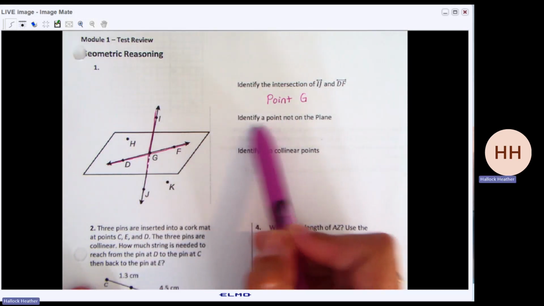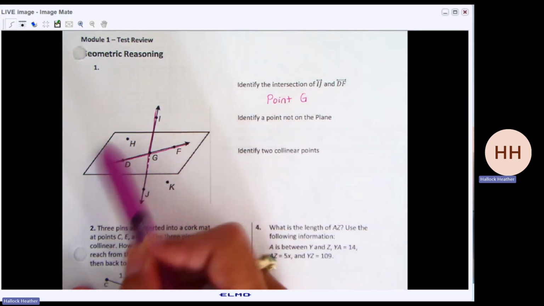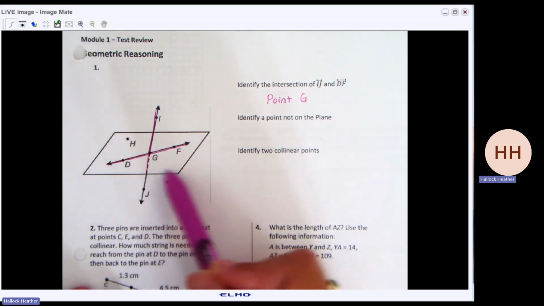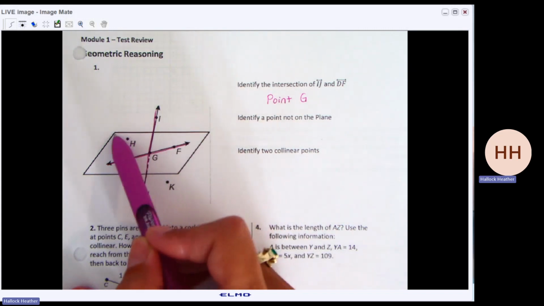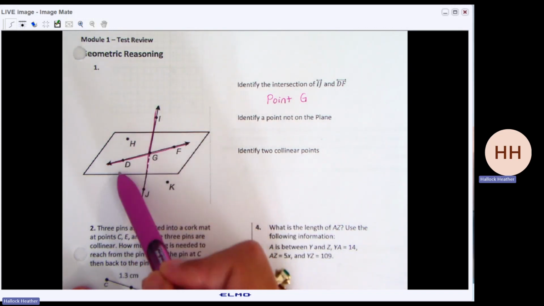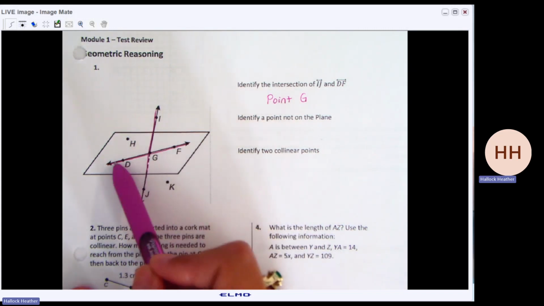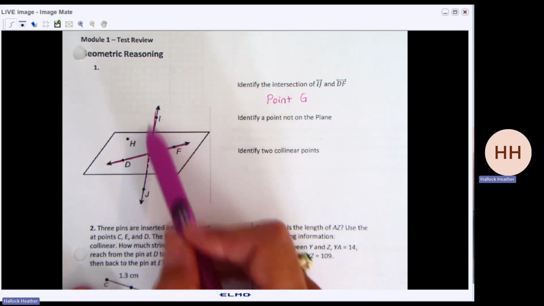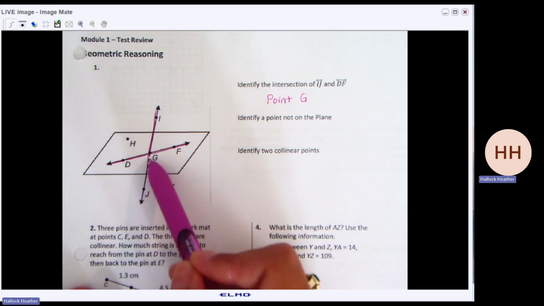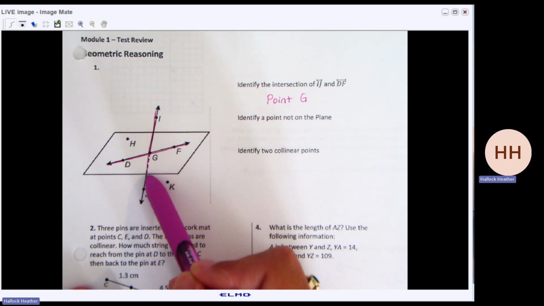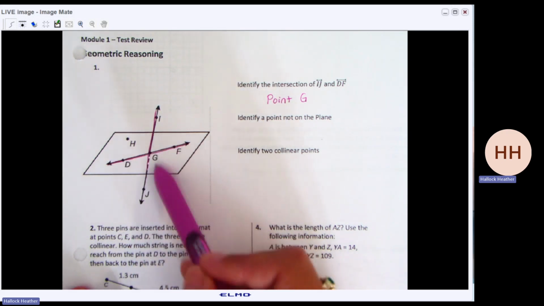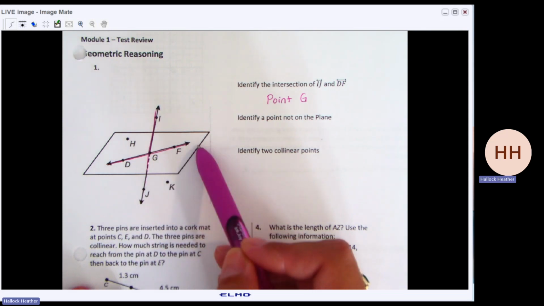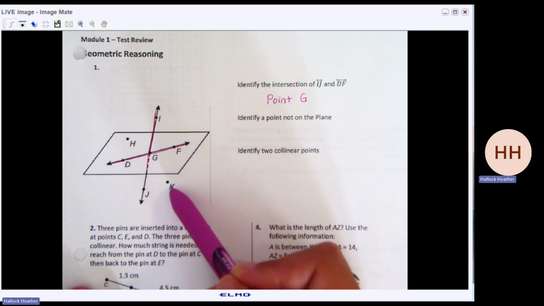The next one is identify a point that's not on the plane. Remember, your plane is like your flat surface. Think about it as the top of your desk. Point H and line DF are on top of the plane. IJ is actually going through the plane, that's why it's a dashed line right here. So we're looking for a point not on our flat surface. The only point that's not on our flat surface technically is point K.